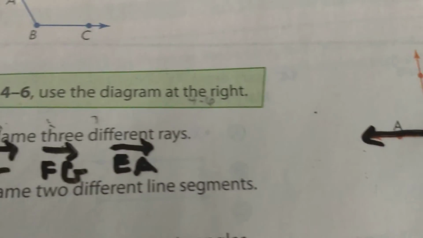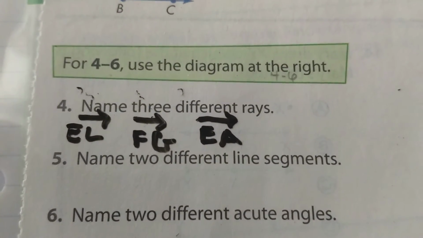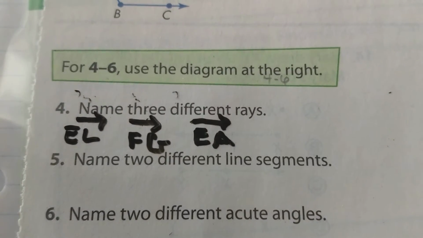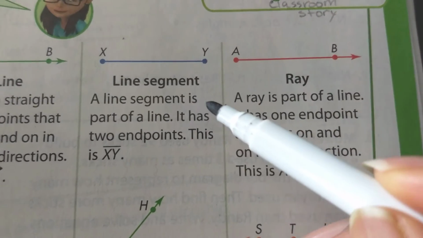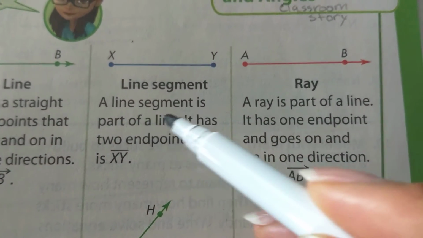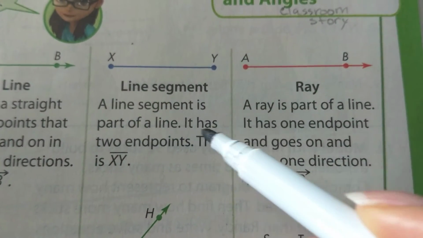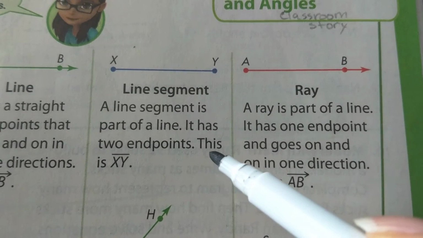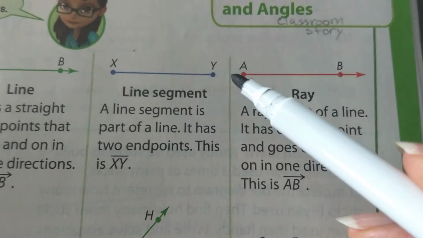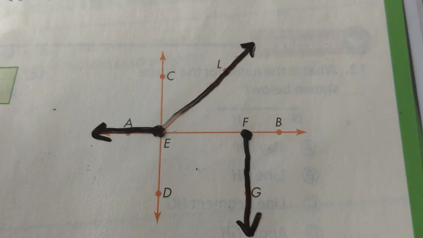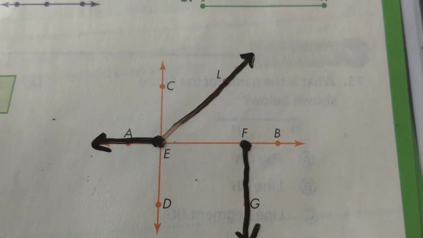Okay, now let's go to number 5. Number 5 says name 2 different line segments. What's a line segment? Let's go to the top of our paper. A line segment is a part of a line. It has 2 endpoints. This is line segment XY. See, it has 2 endpoints. Okay, now I left my rays here. That's okay. So we can still do our line segments.